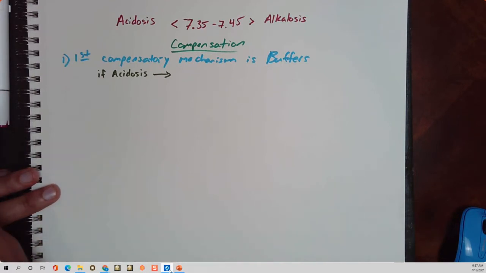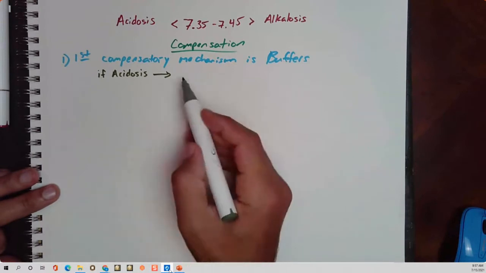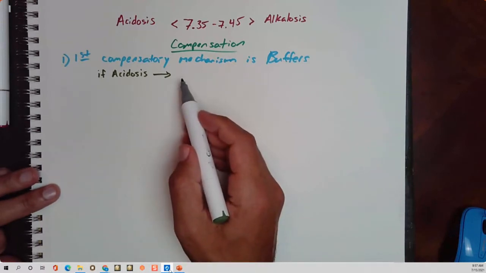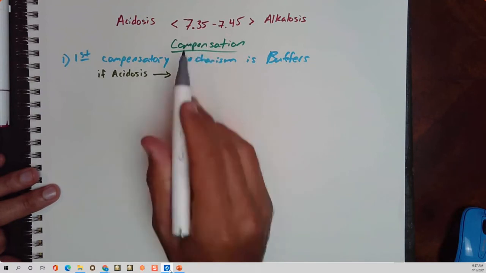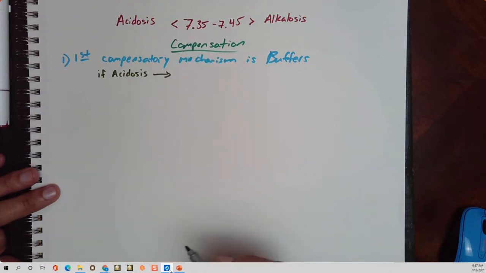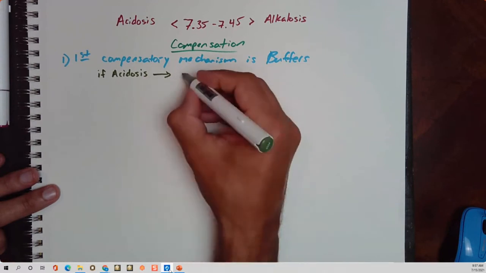Perfect, and you guys are already there. What molecule is going to be doing its job if we go into acidosis? Even if we're down at 7.35, what molecule is trying to bind up all of those excess hydrogens? Bicarb.